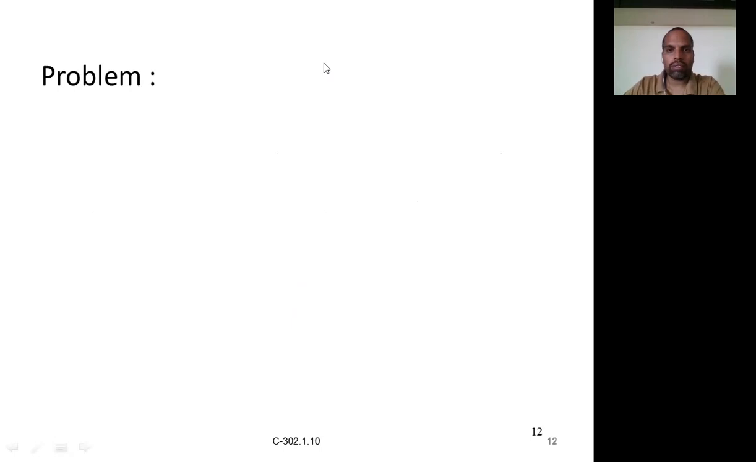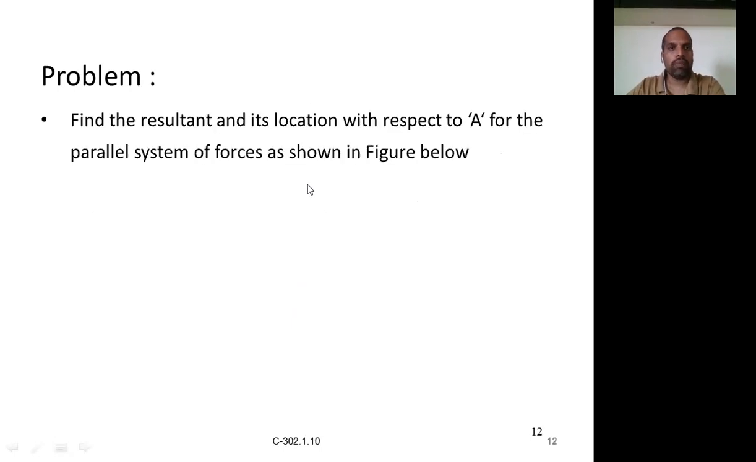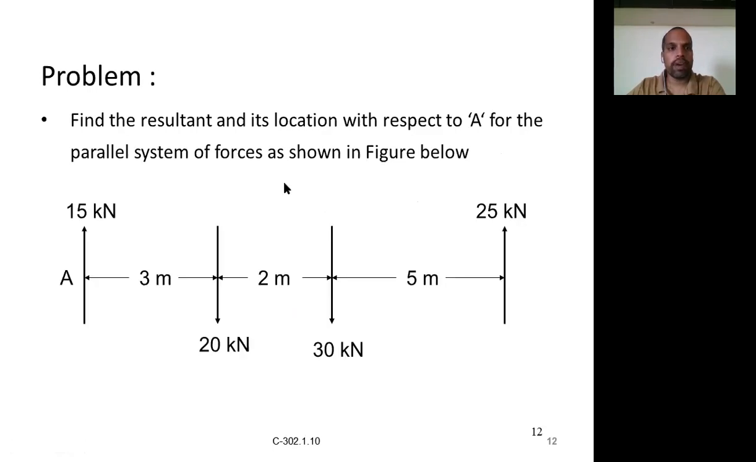Let us take a numerical problem. Find the resultant and its location with respect to A for the parallel force system as shown in the figure. Right? So it is a system of unlike parallel forces. Four forces are there. What is the magnitude? Let us see. It is 15 kilonewtons upward. Two forces are upwards and two forces are downwards.